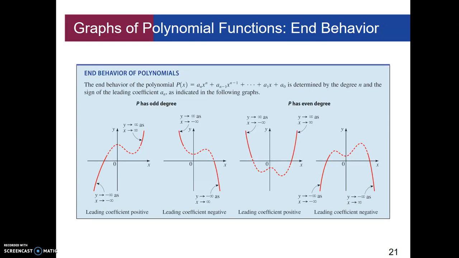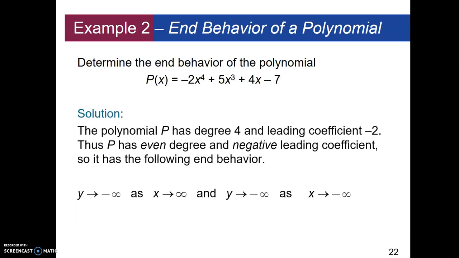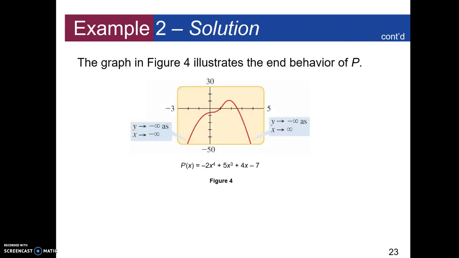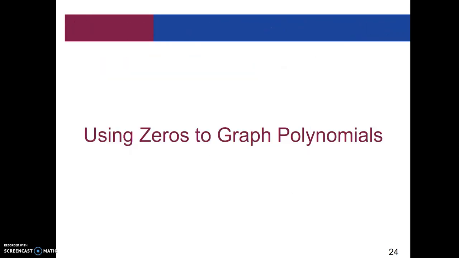If we go back to the previous slide, that would look like the third graph. Both sides, or excuse me, the fourth graph. Both sides have to go down because you have negative and even degree. All right, so there we go. As we see, both sides go down.